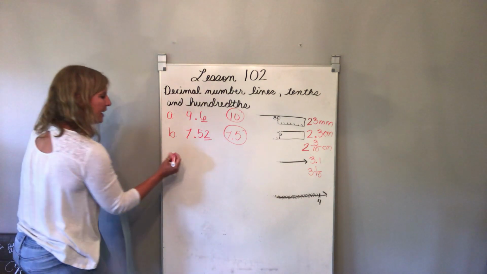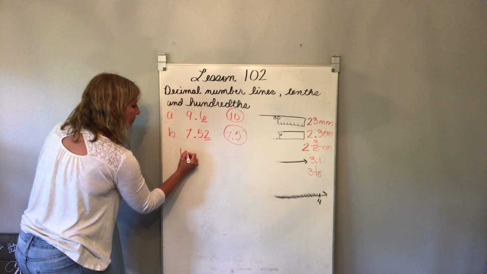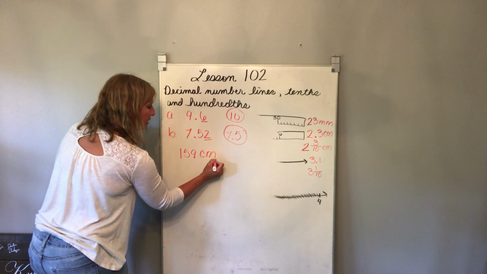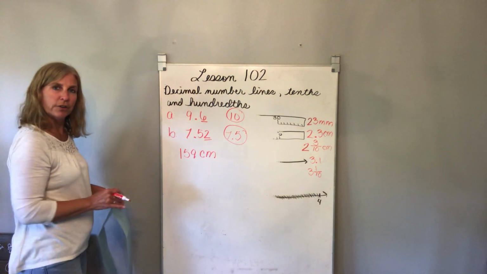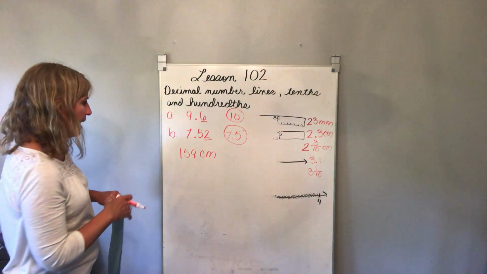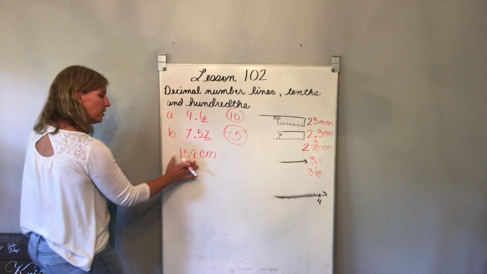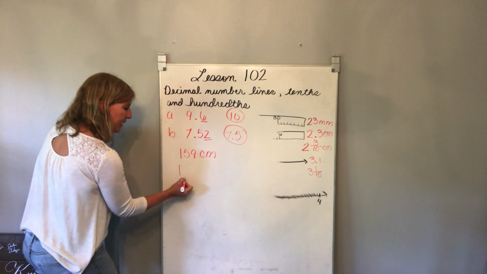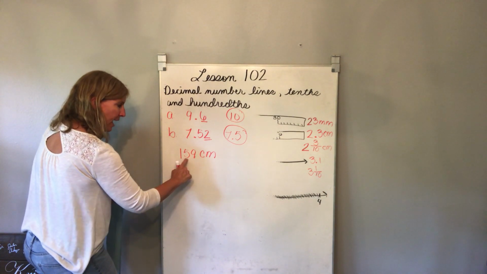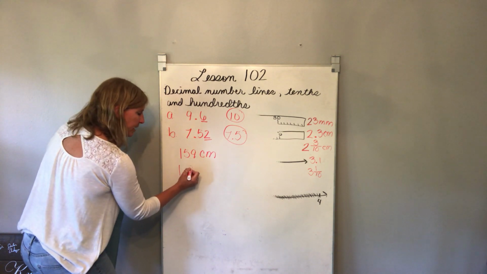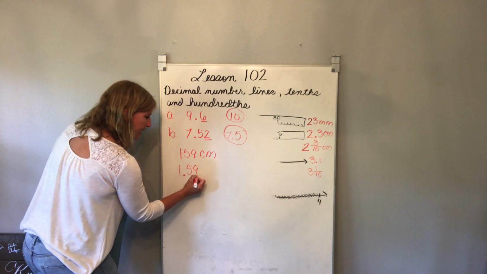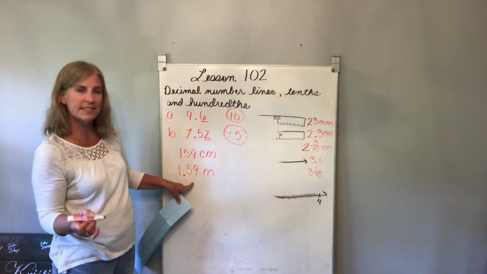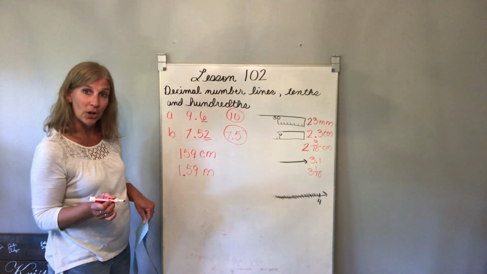So if I am 159 centimeters, how do I convert that to meters? I need to remember that 100 of those centimeters is 1 meter. So there's 1 and the decimal point. And then how many hundredths did I have? 59. I am 1 59 hundredths meters tall.